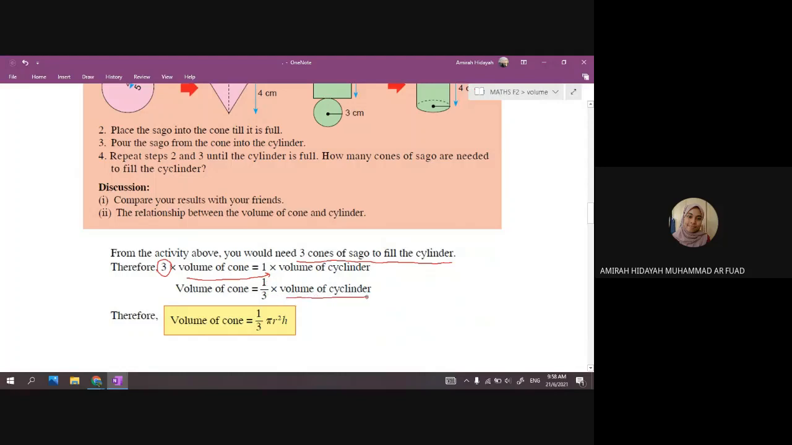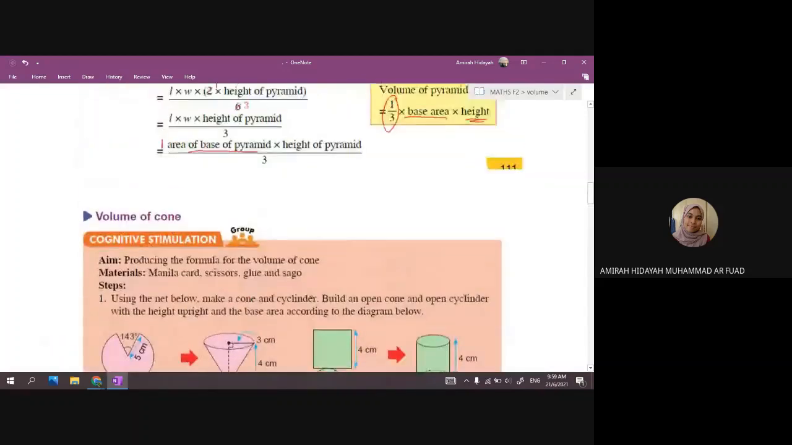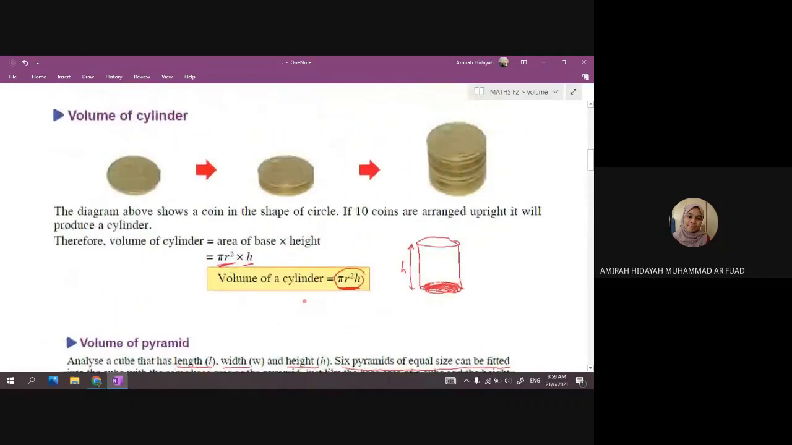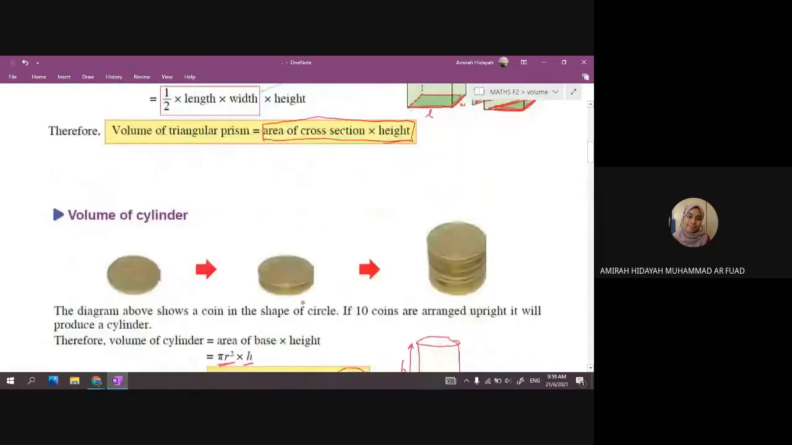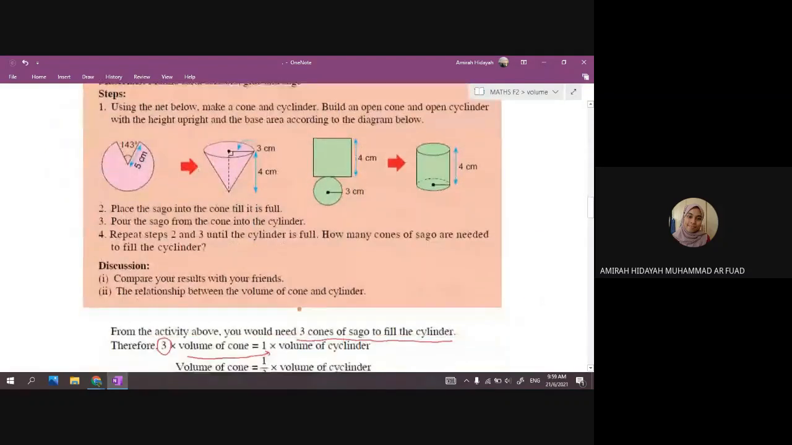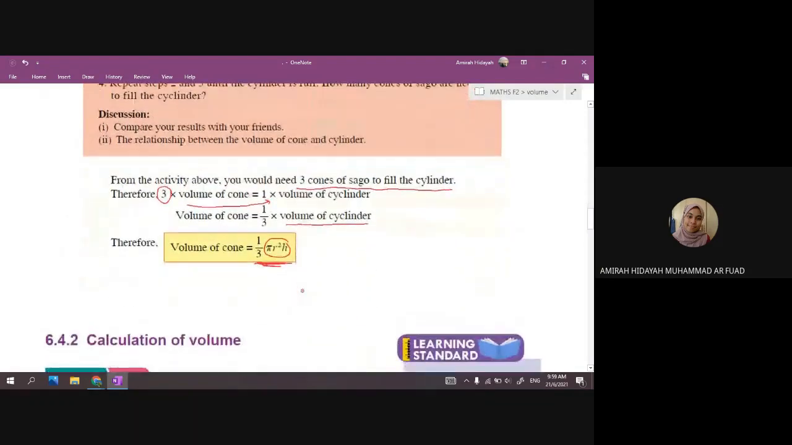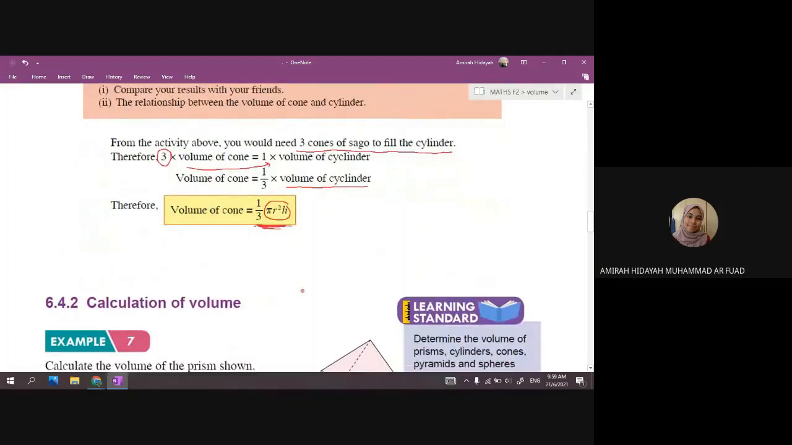So volume of cylinder adalah pi r square h. So that's how you get the volume of a cone, which is 1 over 3 times pi r square h. Alright. So kamu dah tengok macam mana kita derive formula tu, dari mana kita dapat formula untuk setiap triangular prism, cylinder, pyramid and also cone. Kalau kamu tak hafal macam mana nak derive pun tak apa, but as long as you memorize the formula untuk cari volume of each 3D shape.